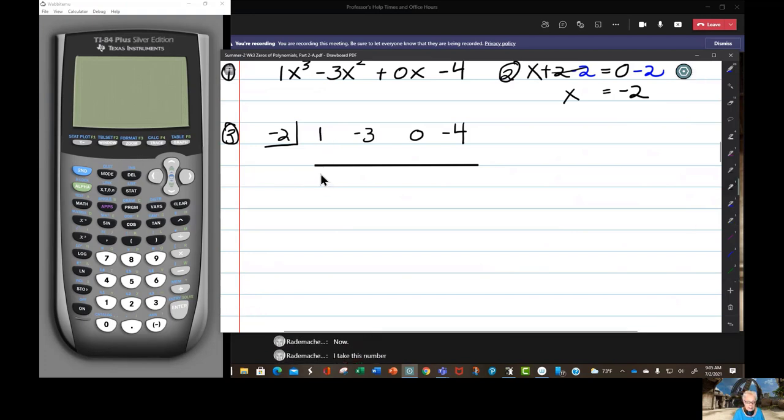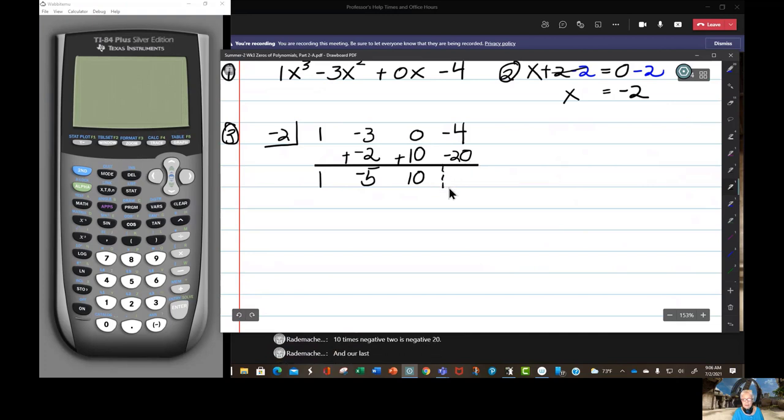I take this number and I bring it directly down. I multiply 1 times negative 2, or whatever that number is, I multiply by my number in the backwards L. 1 times negative 2 is negative 2. Negative 3 plus negative 2 is negative 5. Negative 5 times negative 2 is positive 10. 0 plus 10 is 10. 10 times negative 2 is negative 20. And our last number is the remainder.